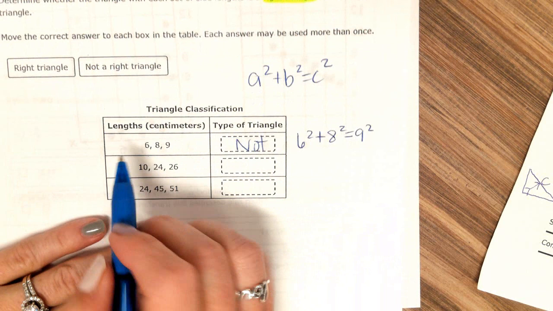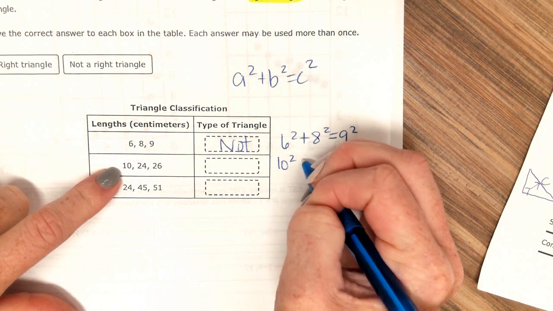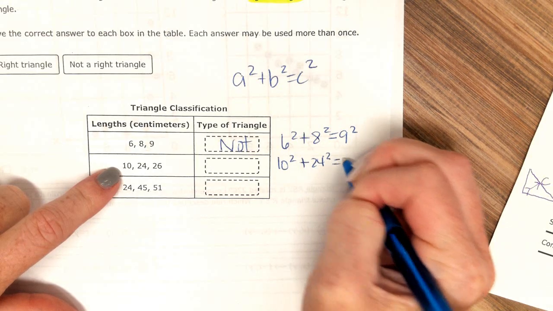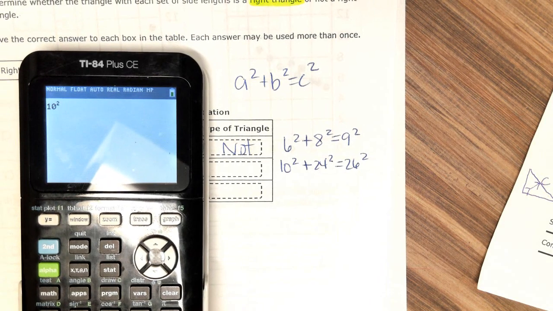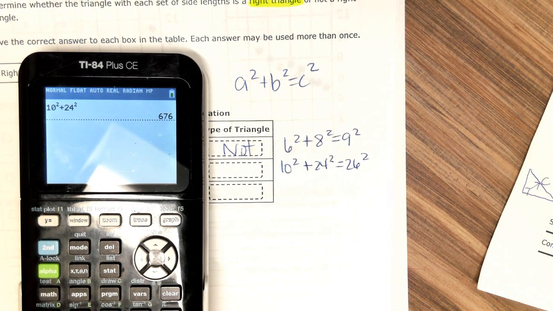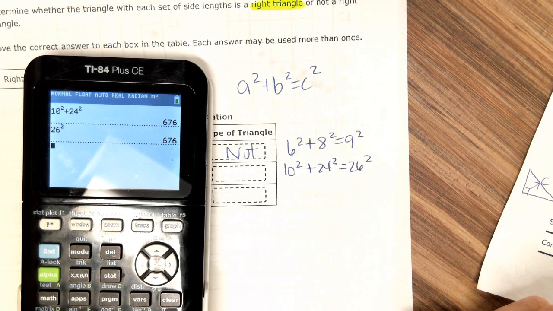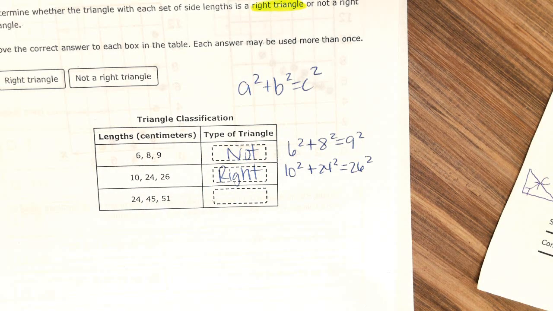Okay, somebody else set this one up for me. What would I put? 10 squared plus 24 squared equals 26 squared. Yes or no? Let's go test it out. Were they equal? So this one would be, it is a right triangle. Somebody else that I haven't heard from, help me set this one up.